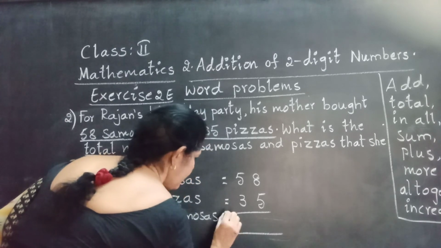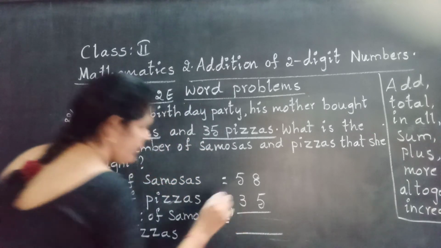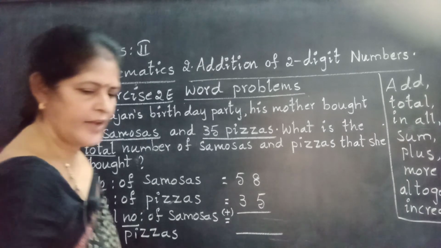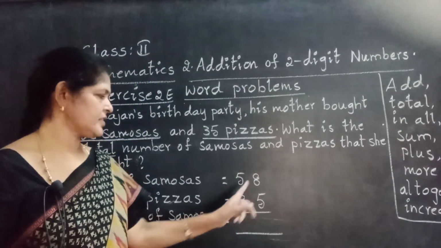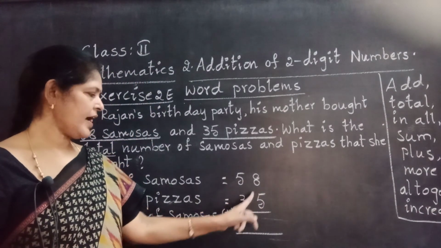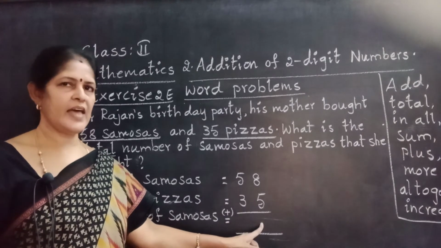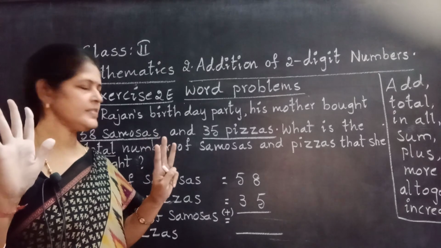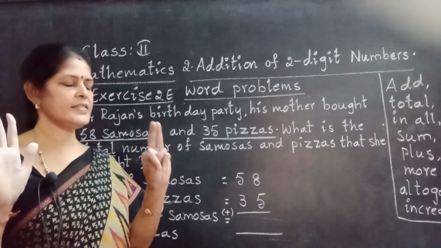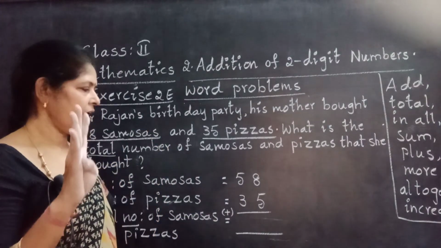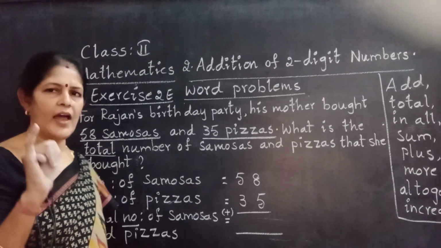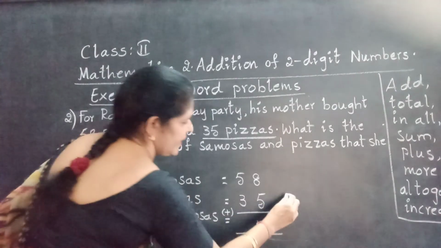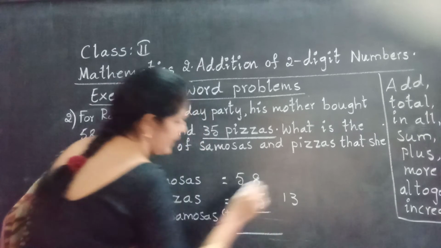Now find the total. We get the total by addition. Put the symbol plus. Adding ones. Start addition from ones. 58 are samosas. 35 are pizzas. Adding ones. Yes. Take 8 fingers. 5 after, 6, 7, 8, 9, 10, 11, 12, 13. We get 13. 13 is a 2-digit number.